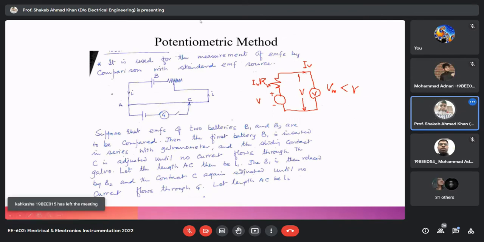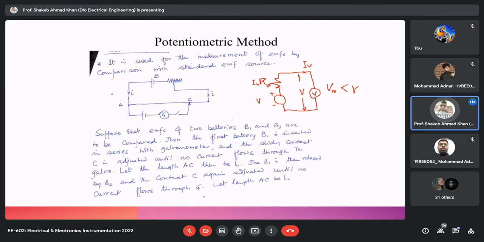As the name suggests, potentiometer is used to measure the potential difference, electrical potential. That's why it is called potentiometer. Although as far as the topic here is concerned, we are using this potentiometer for measurement of small resistance. So potentiometer is not meant to measure the resistance. Obviously it is used for measurement of electric potential. That's why it is called potentiometer.